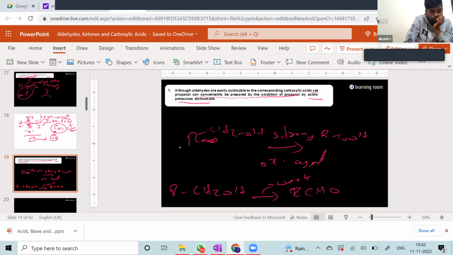What is so special about propanol? It is going to form CH3CH2CHO and potassium dichromate. Why is it like this? Okay, we'll check the question on Google.